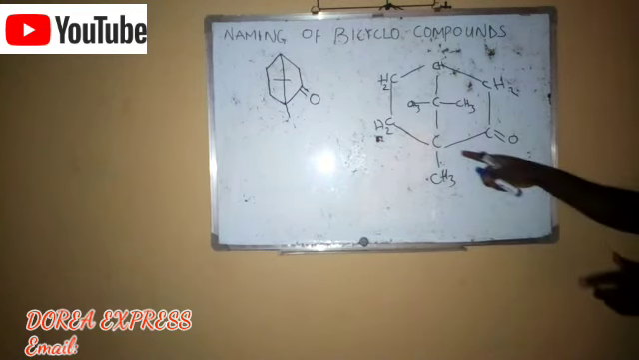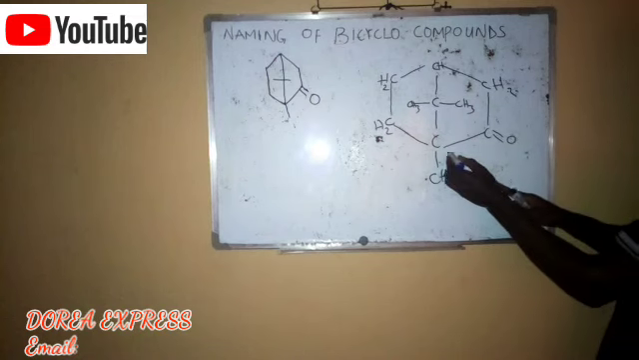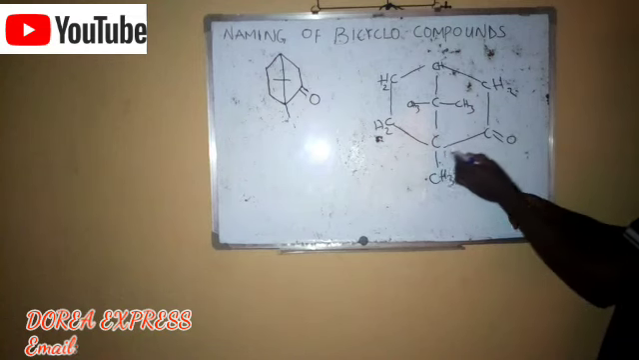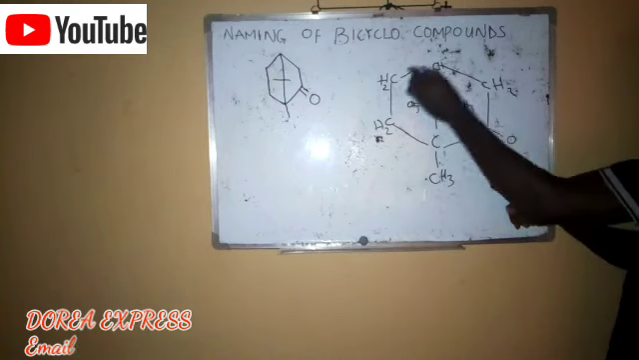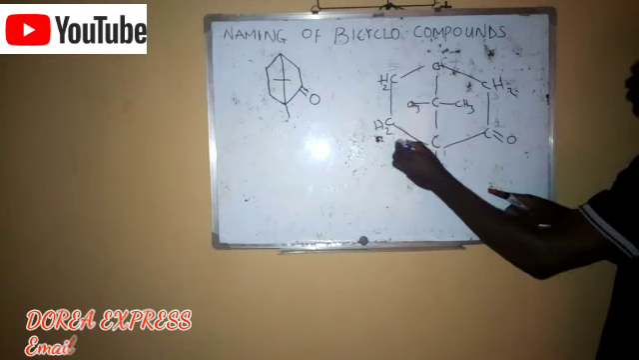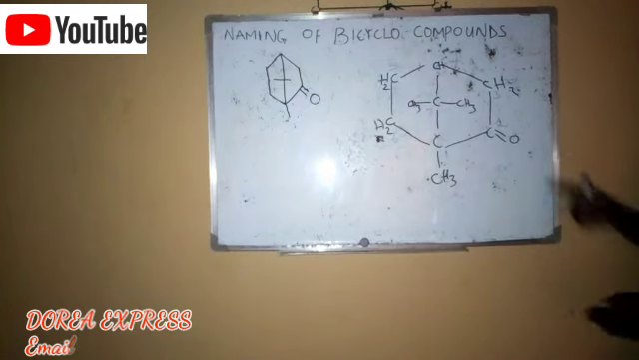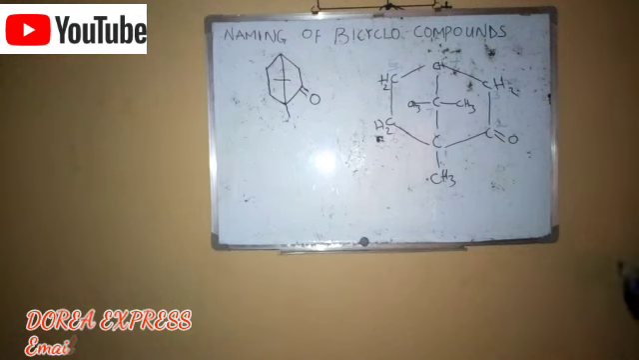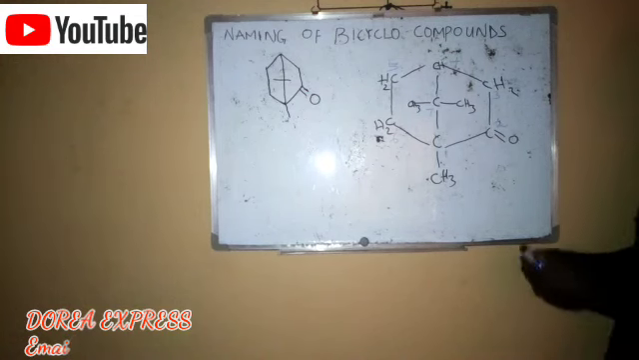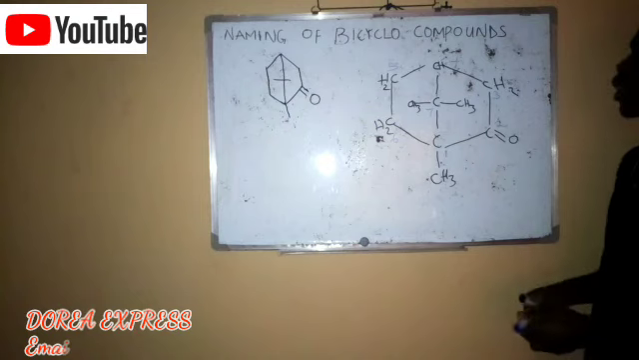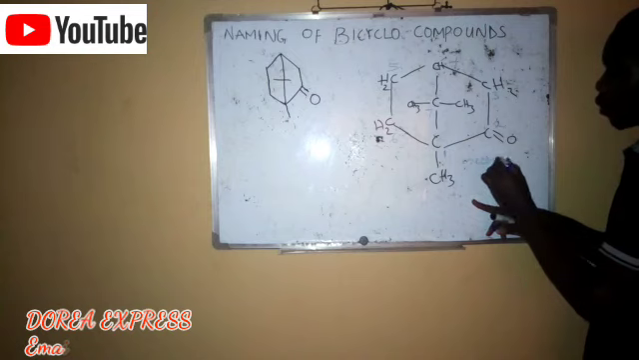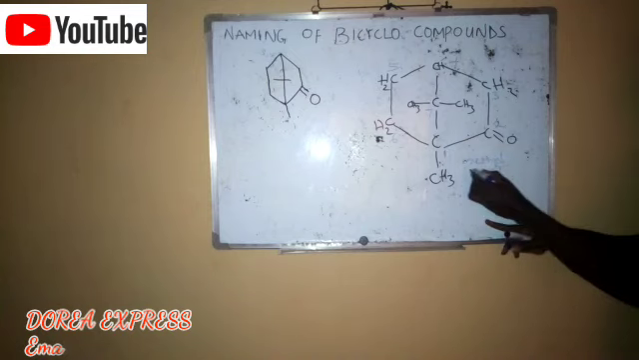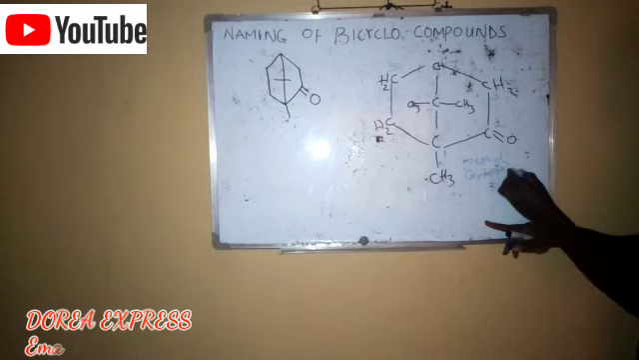So as we say, we start naming from here. So let's number it. This is 1, 2, 3, 4, 5, 6, and 7. So what are the substituents we have in this bicyclic compound? We have a methyl group, we have another methyl group, and we have a carboxyl group, which is a ketone.